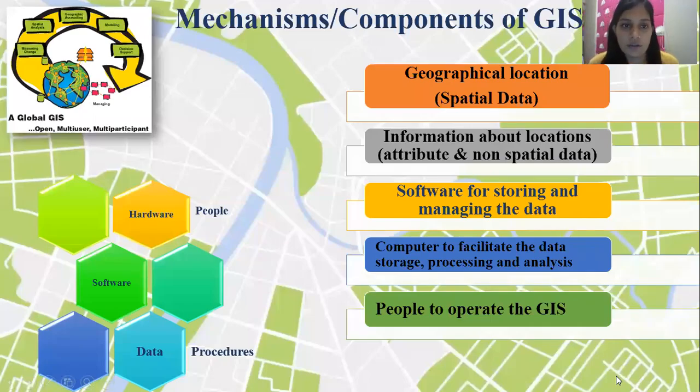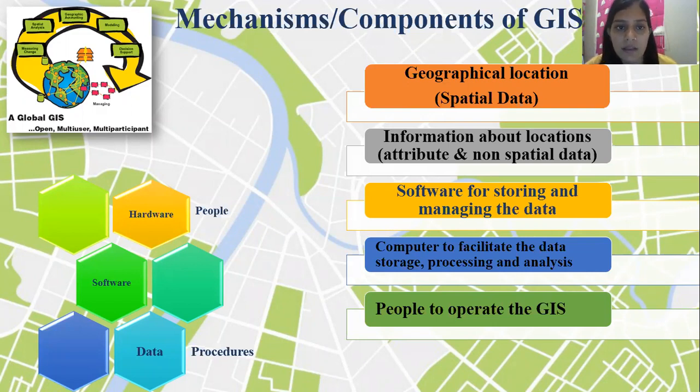Hello students. So in the previous session we discussed the mechanism and components of GIS. Which are the components of GIS? That is hardware, software, data, procedures and people, the users of it. So basically the components of GIS tell us what kind of things we require. Firstly, we require some data to process.